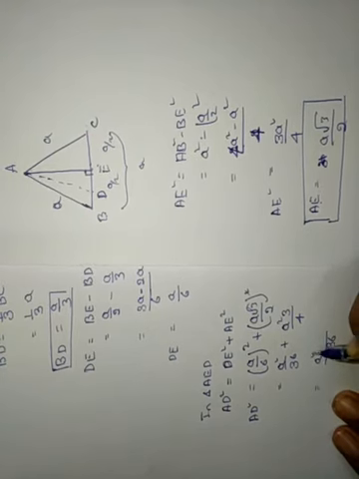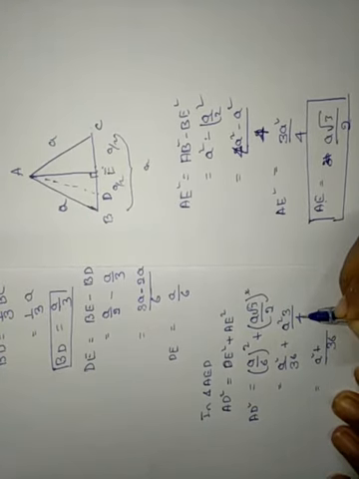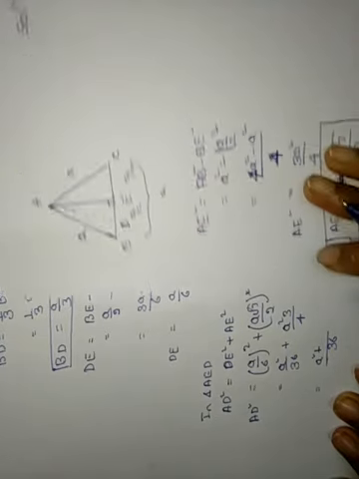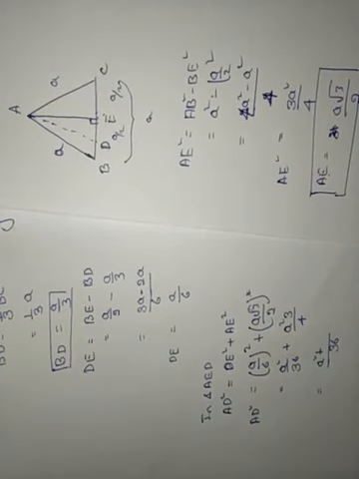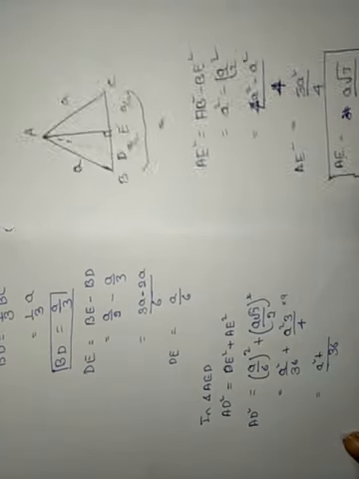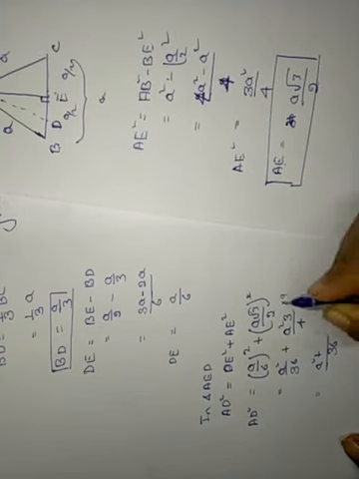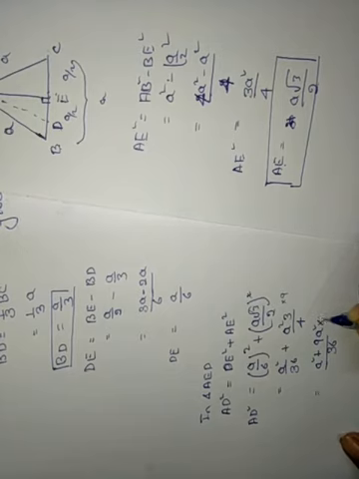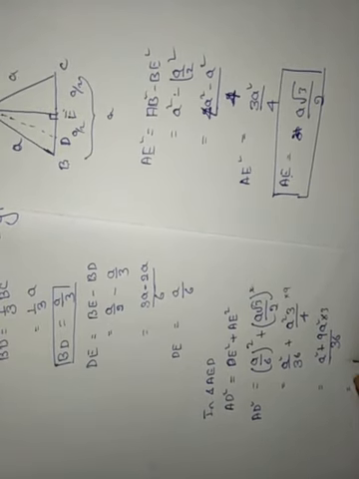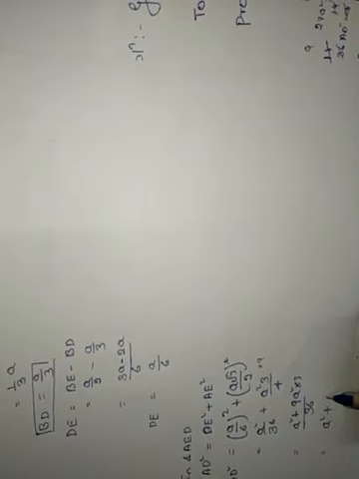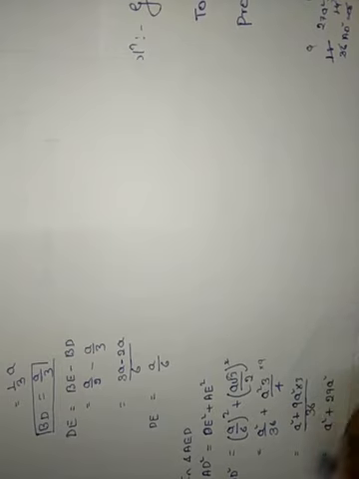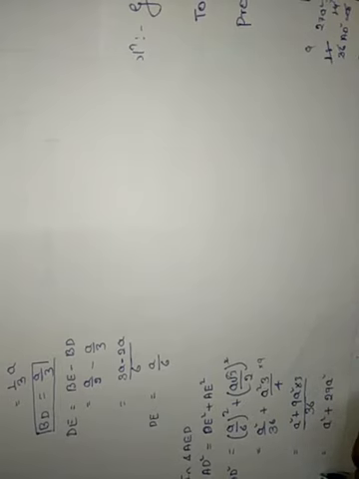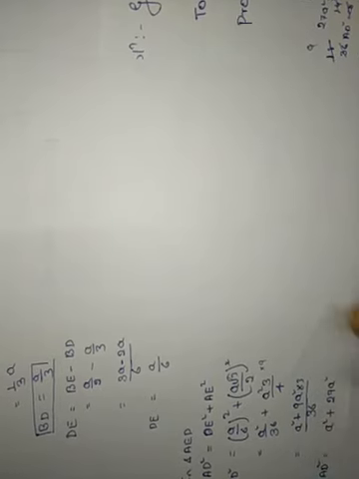So A square plus, to make this 36, we'll multiply it by 9 here, right? So how much? 9A square, and into 3 we'll get, we'll add them, we'll get 27A square. We'll bring this numerator to the left side. That will be 36AD square, right?